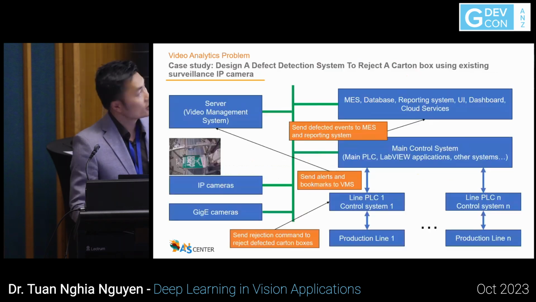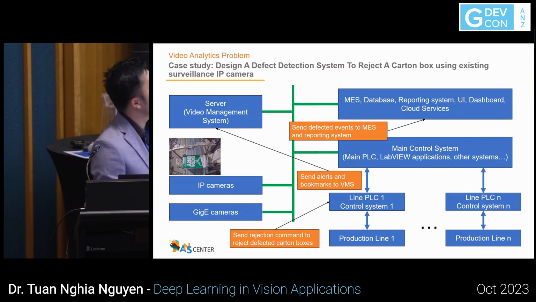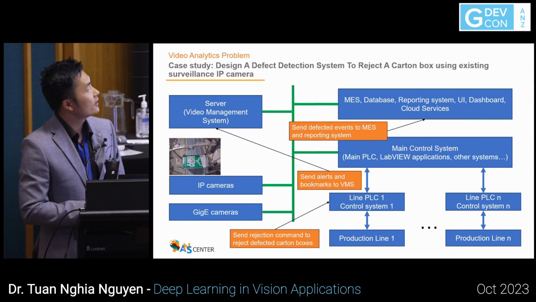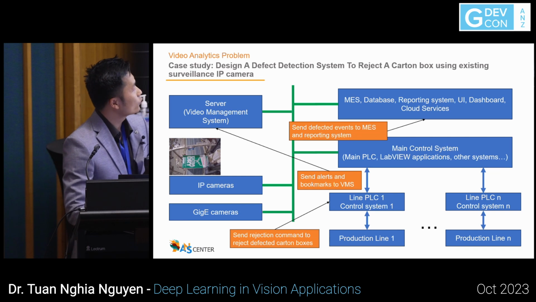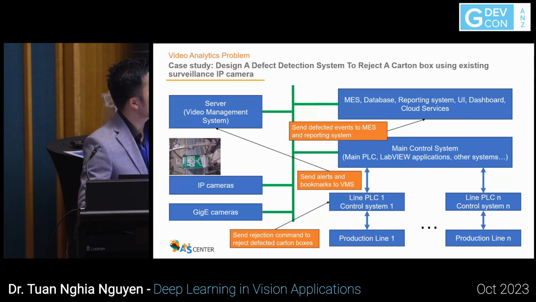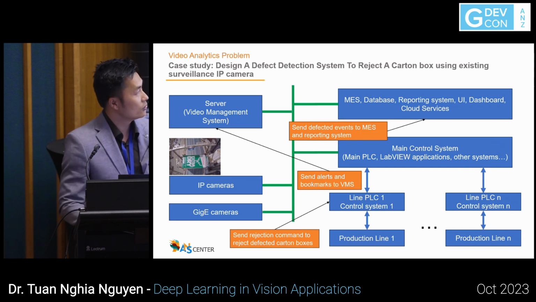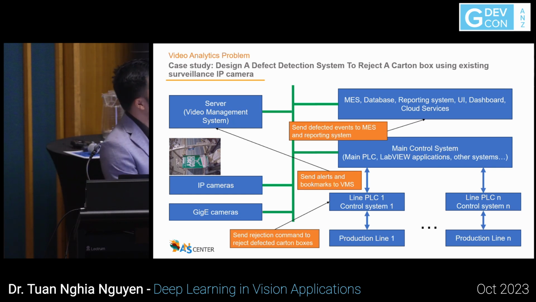Right. So in order to do that, I come with one case study. The case study in food and beverage is to design a defect detection system in order to reject carton boxes using the existing surveillance camera. So here, that's the same architecture that we use. We have the IP camera, the surveillance camera, monitoring one of the production lines. In that manufacturing system we have many different types of production lines, but here we focus on one production line.